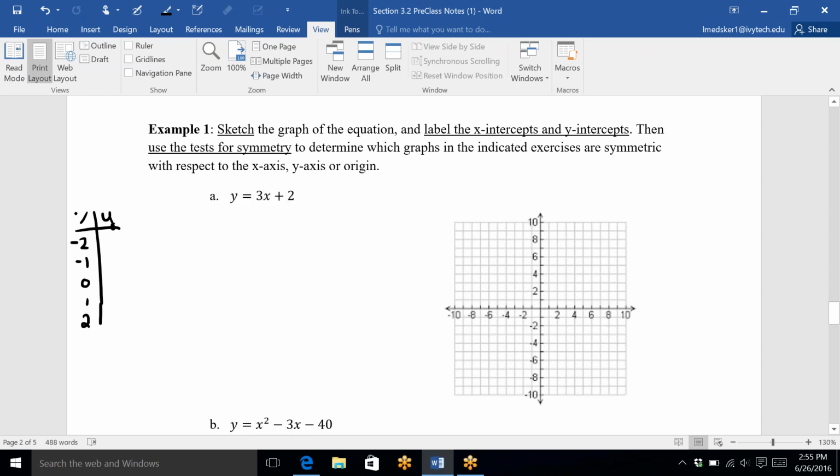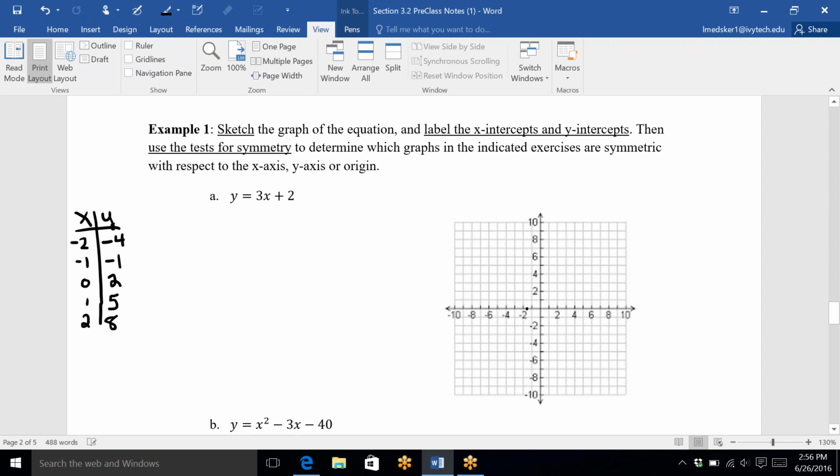So if we plug in -2, 3 times -2 would be -6, plus 2 would be -4. Plug in -1, 3 times -1 is -3, plus 2 would be -1. 3 times 0 is 0, plus 2 is 2. 3 times 1 is 3, plus 2 would be 5. And 3 times 2 is 6, plus 2 more is 8.